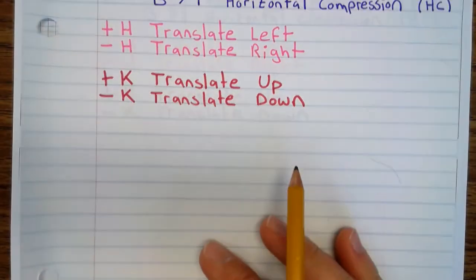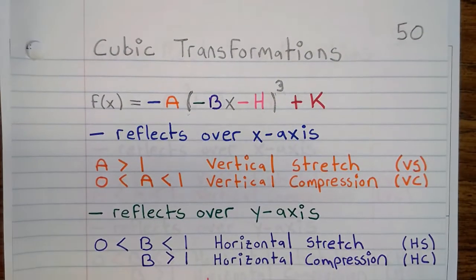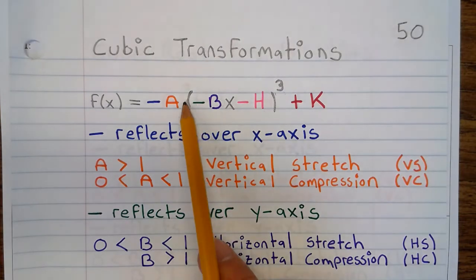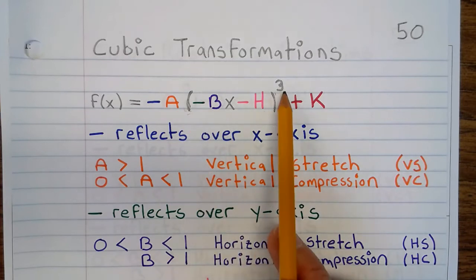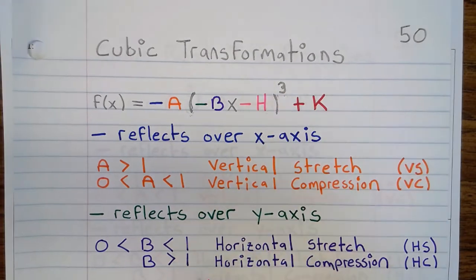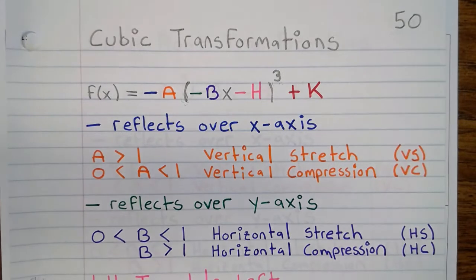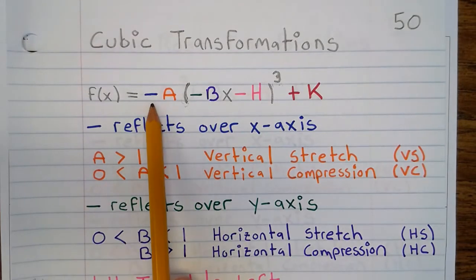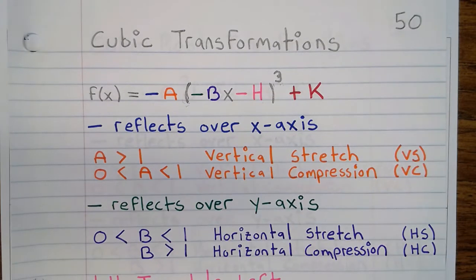All right, so first off, let's look at cubic transformations. Now this should look familiar. The transformations affect all functions the same way. So where we've had parentheses in the past, we now have parentheses to the third power, so cubic, okay? So when the negative is outside the parentheses in front of the a, it reflects over the x-axis. When a is greater than 1, it's a vertical stretch. When a is greater than 0 but less than 1, it's a vertical compression.